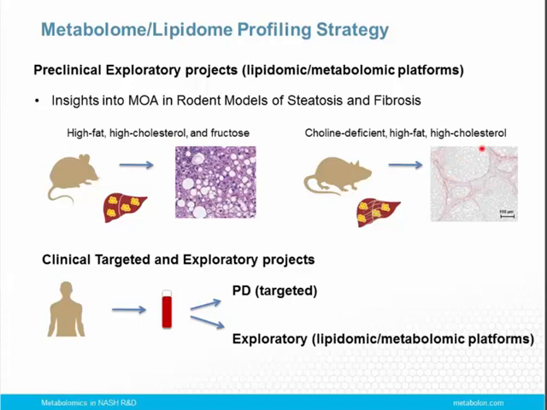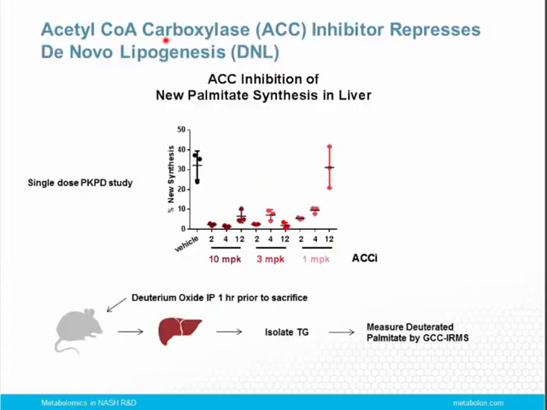So here, we're really interested in seeing what's happening to the lipidome in the presence of acetyl-CoA carboxylase inhibitor. And that'll come out at a later date. So today I'm going to focus on the steatosis model. Acetyl-CoA carboxylase is an essential enzyme in de novo lipogenesis.